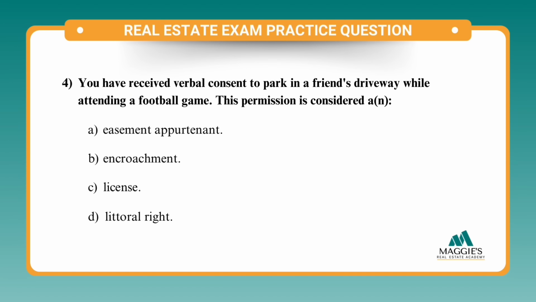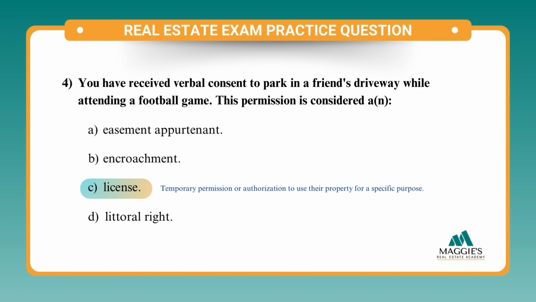The correct answer is C, license. All right, so in this scenario, when your friend verbally gives you permission to park in their driveway, it's essentially granting you temporary permission or authorization to use their property for a specific purpose. This type of permission is referred to as a license. Licenses, remember, are revocable agreements that allow someone to use another person's property for a particular purpose.